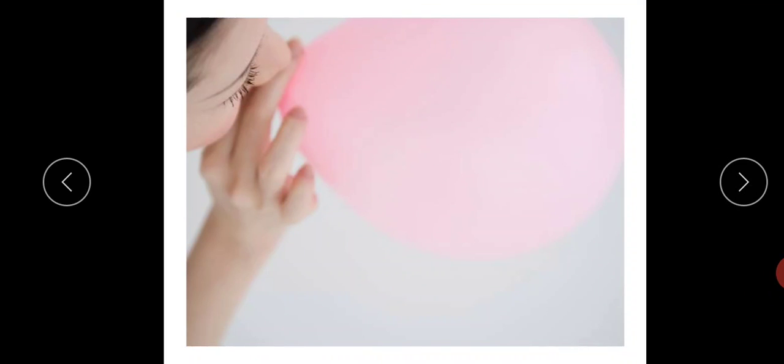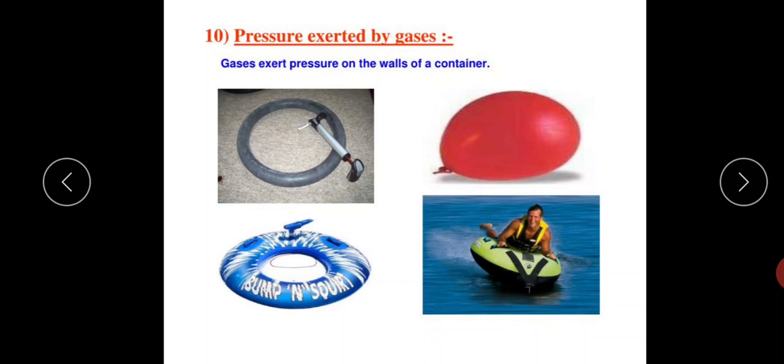So that was about liquids. And what can you see in this picture, children? Yes, there is a balloon which is being blown, isn't it? Is there any pressure acting on the balloon too? Yes. There is a pressure exerted by gases. That is, gases exert pressure on the walls of a container. Similarly, like liquids, even gases exert pressure on the walls of the container. So you can see this balloon which is being blown. There is a pressure on the walls of it.